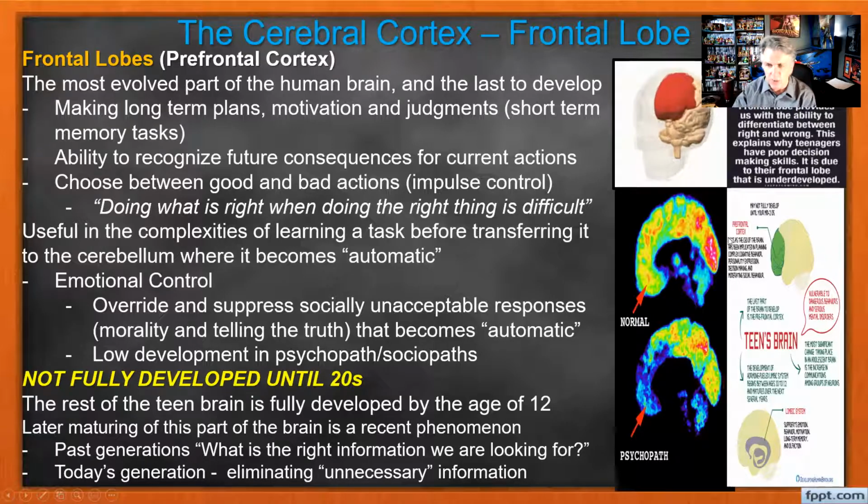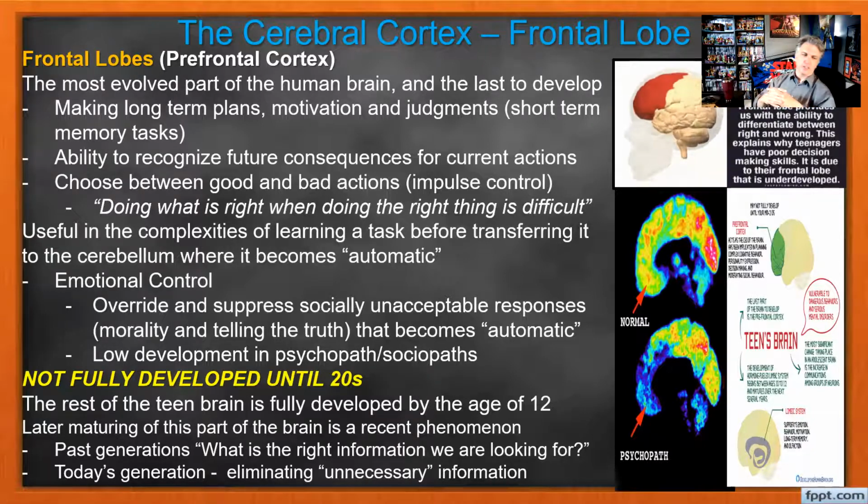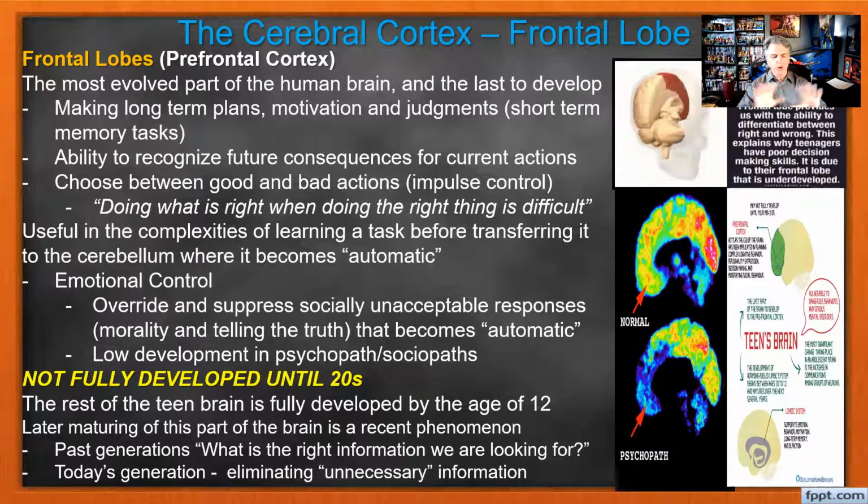When you take a look at here, this is the normal frontal lobe brain activity. This is the frontal lobe of a psychopath, not nearly as active. This part of the brain, again, is not fully developed until the 20s. The rest of your teenage brain is fully developed and on fire by the time you're 12. So your hypothalamus and everything, I want, and your amygdala, what is that? They're all on fire. They're working, but the part of your brain that could actually control it and make sense of it is about a decade behind.